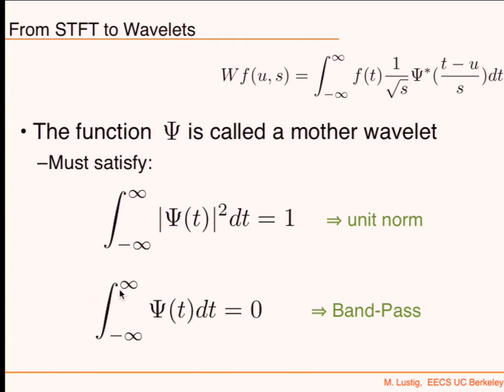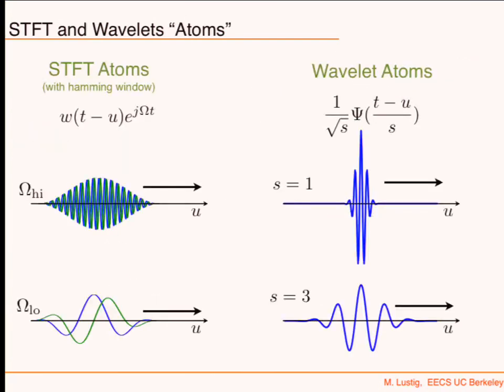If the area is zero, it means that it must be a bandpass. Okay, it has a certain band of frequency that it represents. It doesn't represent DC, right? And it's going to be also finite in time, so there's going to be a limit to what the highest frequency we're going to be representing. So these are only bandpass filters, effectively. You can think of it as just bandpass filters that satisfy a unit norm. You want to see examples? Okay, let's look at an example.